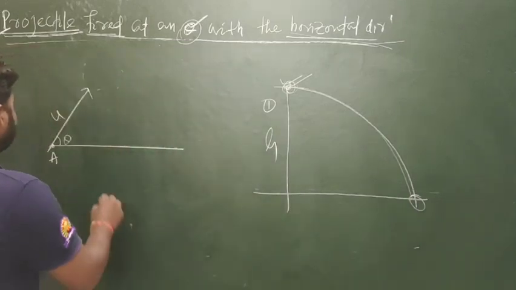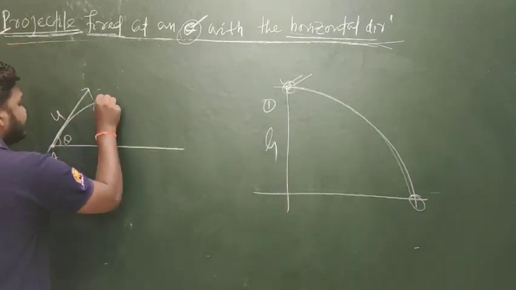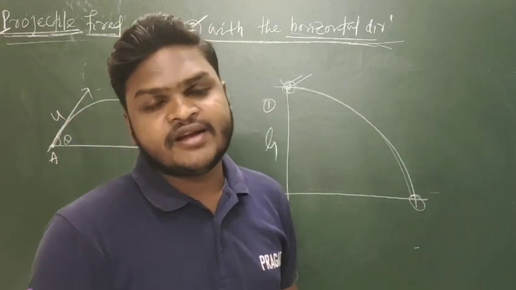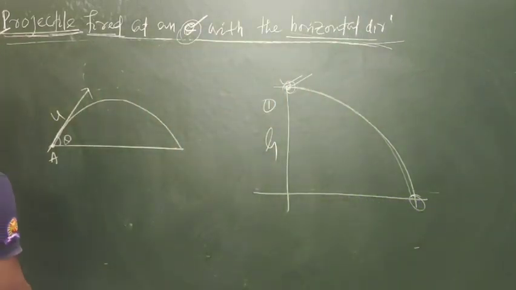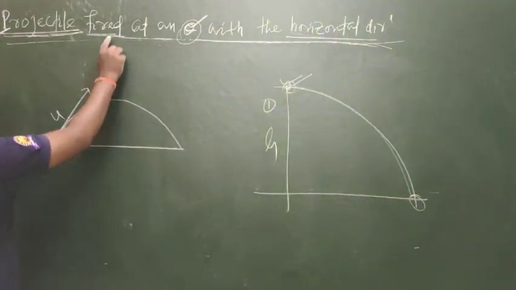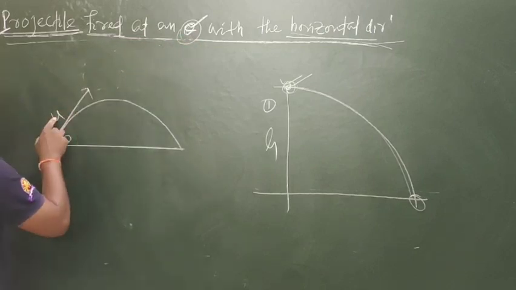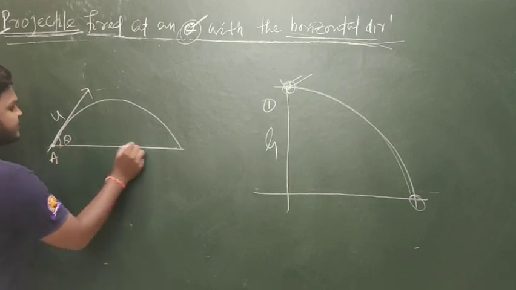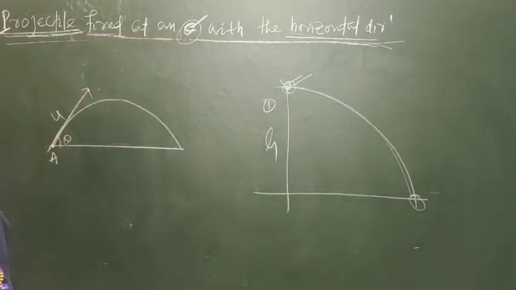And you know that under the influence of gravity, the body moves along this path, which is called the trajectory path, and mathematically this path is parabolic. So this is your diagram: the body is fired with initial velocity u, making angle theta with the horizontal direction.